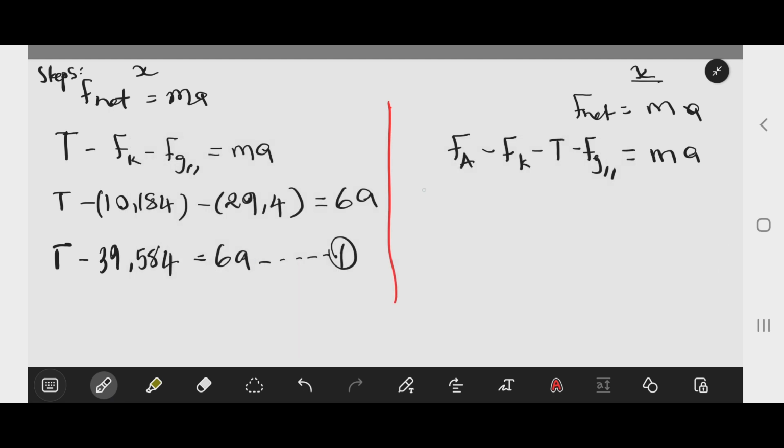Okay, the applied force we were not given, right? They said it is force F, okay. And then what about the friction?